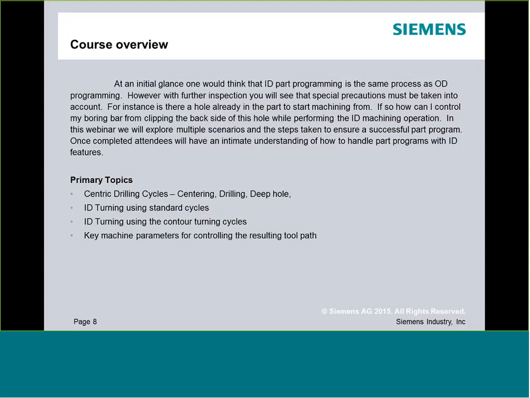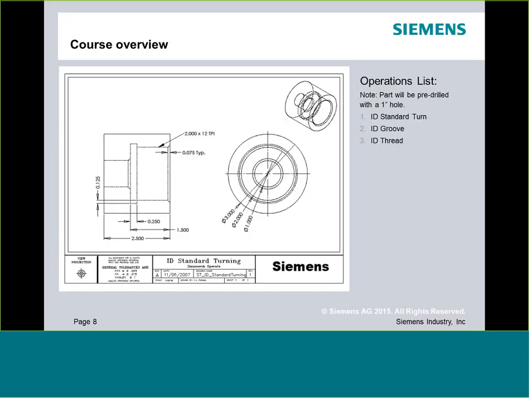So this was the little blurb, or the little bio, that we sent out, talking about what we're going to be doing today. The key here is to point out some of the things you want to watch out for in ID turning. There are a few characteristics you really have to pay attention to that aren't issues when we're doing OD. So we're going to explore those scenarios.